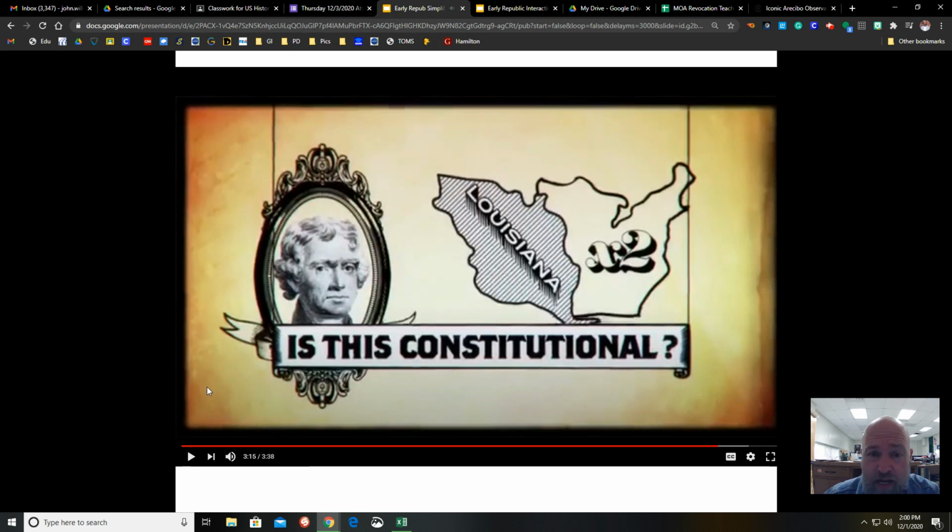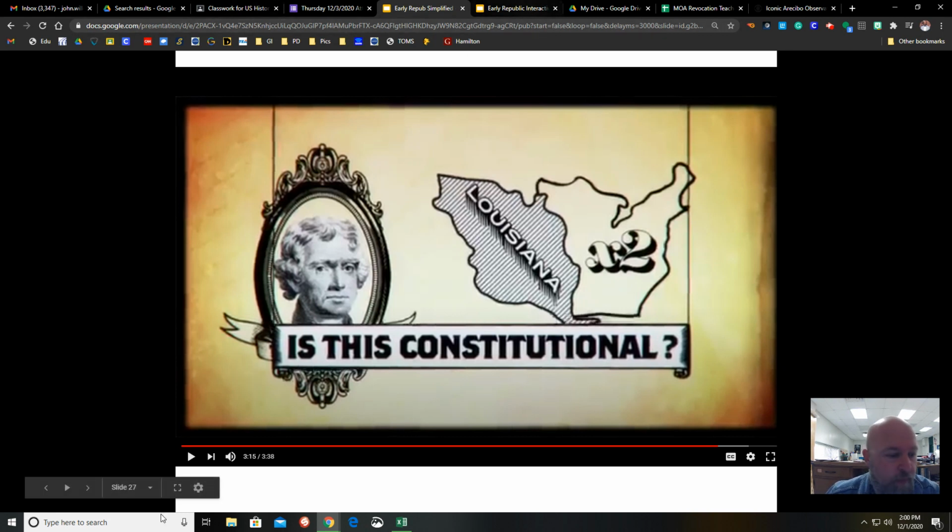Okay, so there you have it. Jefferson buys the Louisiana Purchase by agreeing with Hamilton that there's such a thing in the Constitution as implied powers, even though up until this point, Jefferson did not think implied powers were a thing. Hope you're paying attention. We're answering an awful lot of the questions that you've got on that Google form.